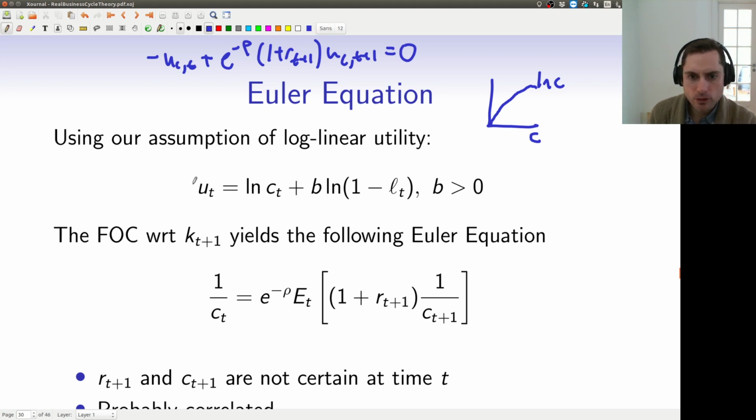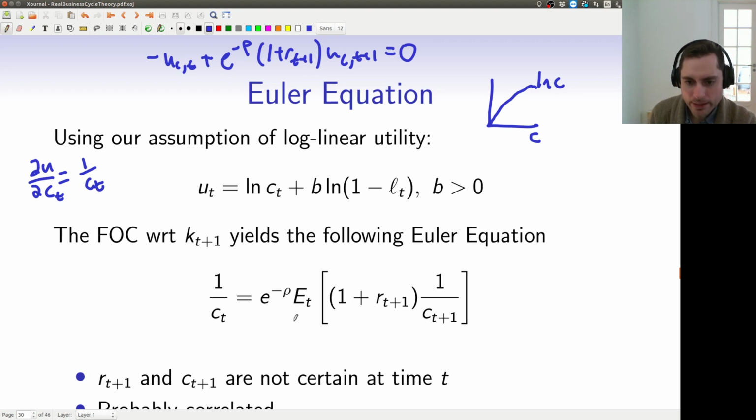Yeah, so suppose we have this, then what is the derivative of U with respect to CT? Well, that's going to be equal to 1 divided by CT. That's the nice property here, that there's no C's here, so this term drops out. So, using this expression, we're going to have UCT replaced by 1 divided by CT. We're also putting this on the other side here, right? And then e to the power negative rho, 1 plus RT plus 1, and then 1 divided by CT plus 1. Okay. Because, yeah, exactly.